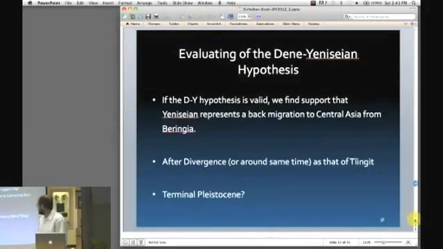The divergence then would be either after or around the same time as that of Tlingit. That is the divergence of Yeniseian. Right? So in terms of timing of things, that's a question. I don't know, maybe terminal plasticity.